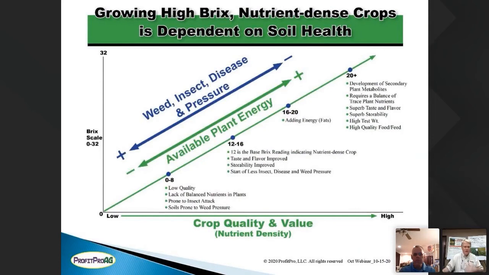Now, here's a chart that Dennis and I created. And I think this is one of the best charts we got in the whole system because it just lays out everything right in front of you. And you can't argue with this. Over here on the left, we have the BRIC scale of 0 to 32. On the bottom, we have the crop quality or value, nutrient density, energy density. And over here in the low end, we're 0 to 8. So when we're below 8, that means we have low quality, lack of balanced nutrients in the plant, low energy, insect and disease attack. You're going to have a lot of weed pressures.